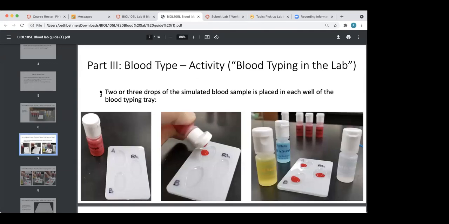So we're placing 2 or 3 drops of the synthetic blood sample. It's placed in each well, and we're labeling the wells A, Rh, and B to stand for the A antigen, the B antigen, and the Rh antigen.